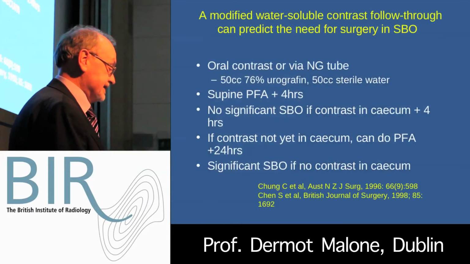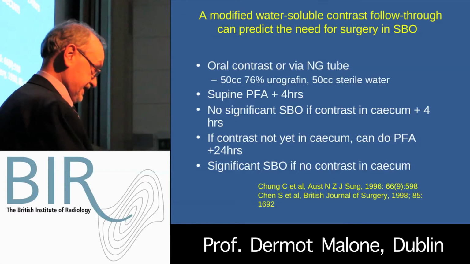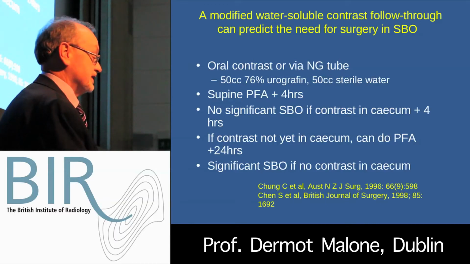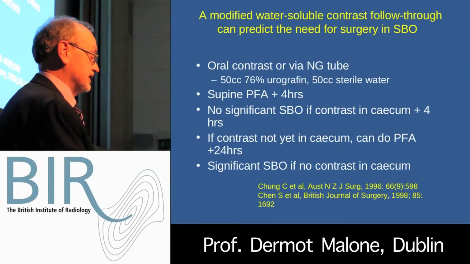Well, CT doesn't help that much, but a modified water-soluble contrast follow-through is helpful. It can predict the need for surgery. All we do is take 50 cc's of contrast and 50 cc's of sterile water, and take a supine plain film of the abdomen at 4 hours. If contrast has reached the colon at 4 hours, there's no significant small bowel obstruction and things will settle. If uncertain, they can do a plain film of the abdomen at 24 hours, but really significant small bowel obstruction that's going to need surgery is defined by absence of contrast in the cecum.